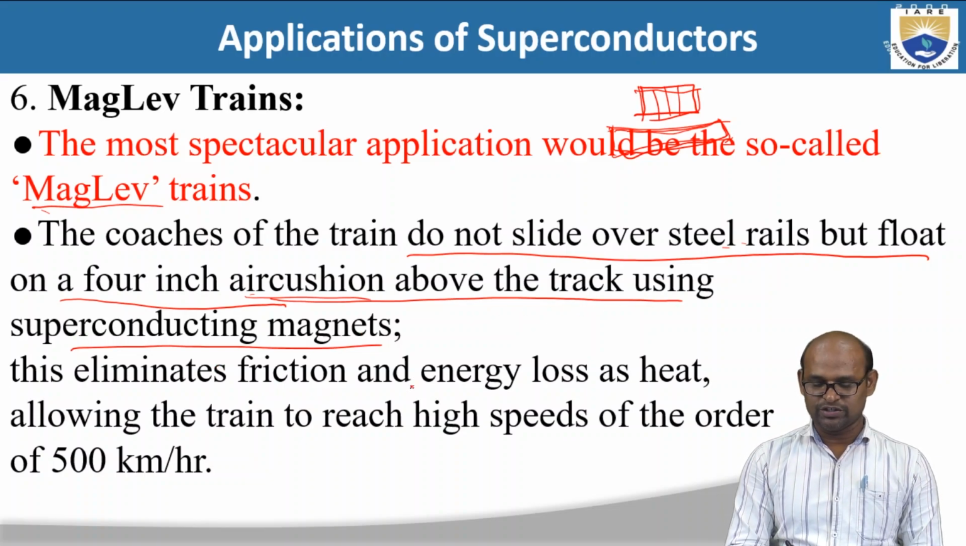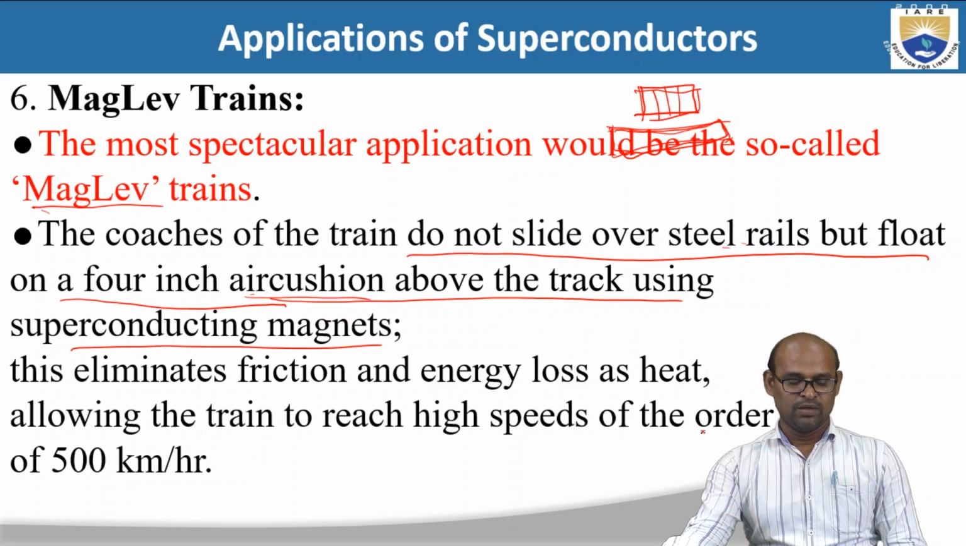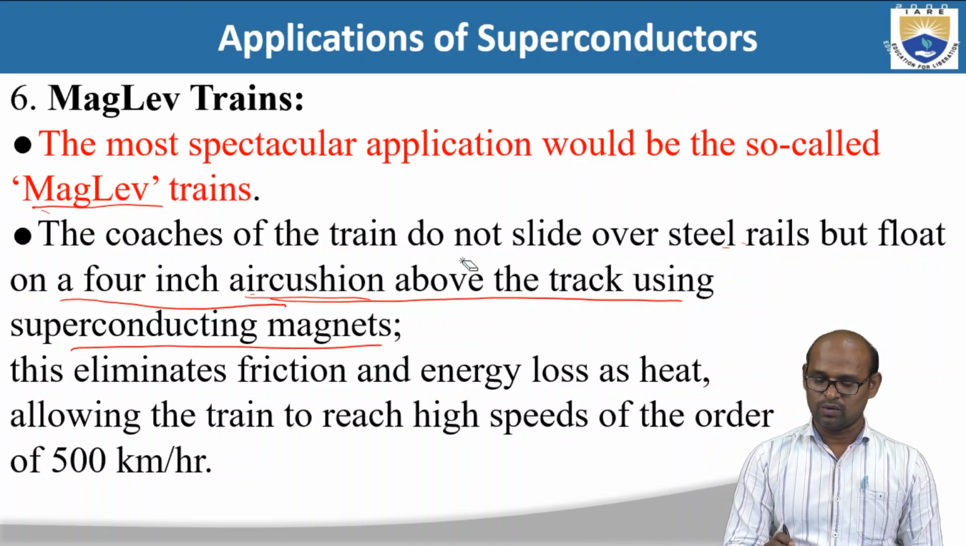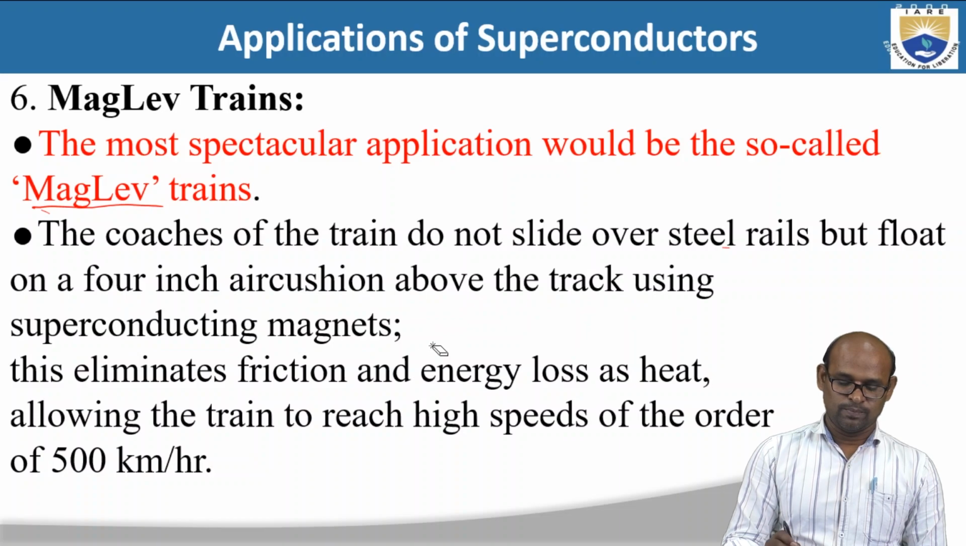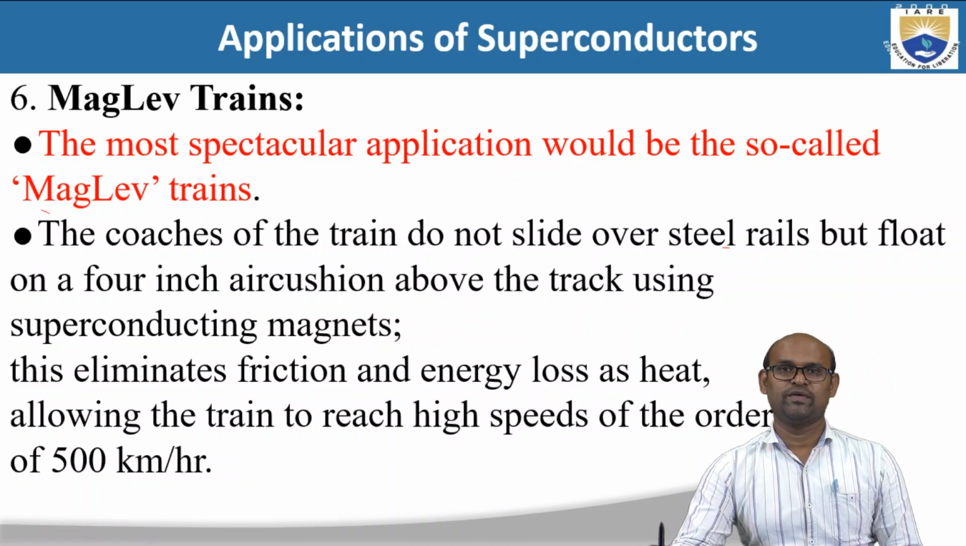This eliminates friction and energy loss as heat, allowing the train to reach high speeds of the order of 500 kilometers per hour. So the spectacular application of superconductors is maglev trains.